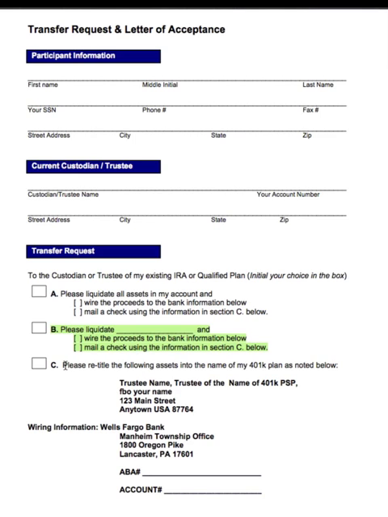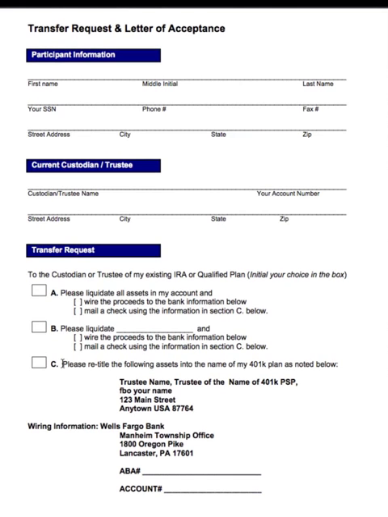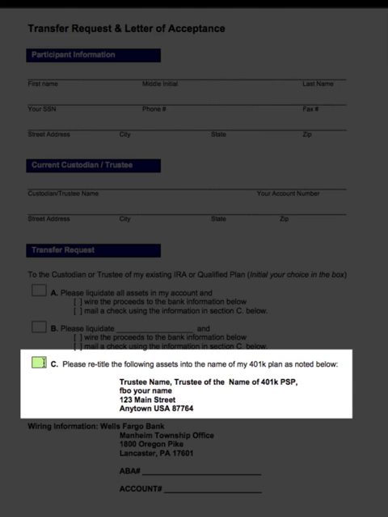Alternatively, if we're talking about you already have a self-directed IRA, or the custodian is holding real estate, a promissory note, I don't know, it's holding some asset that requires a legal title, then you're going to go ahead and mark section C, and you're going to say, please retitle the following assets into the name of my 401k.